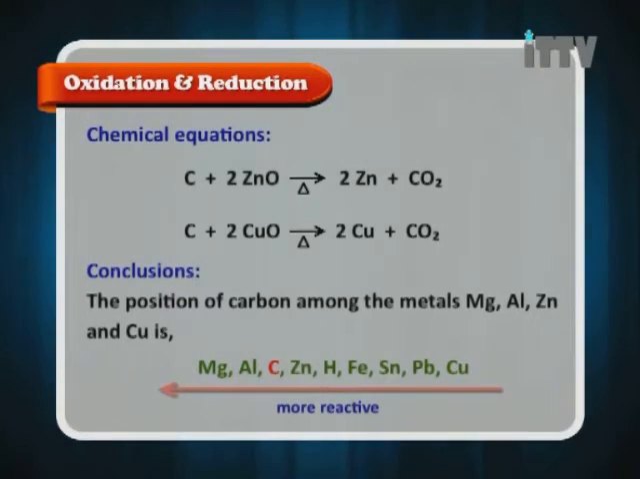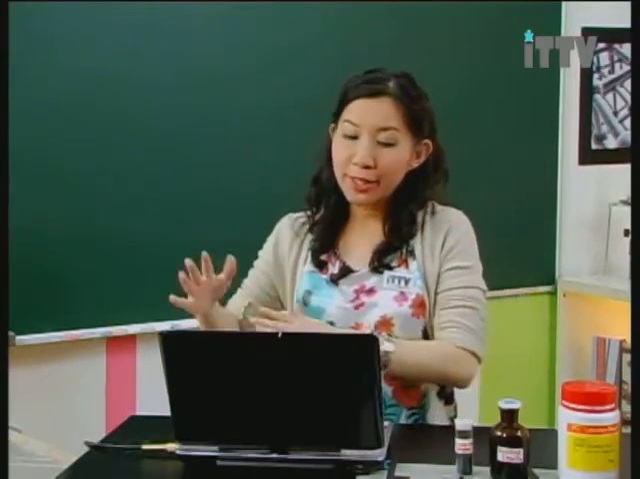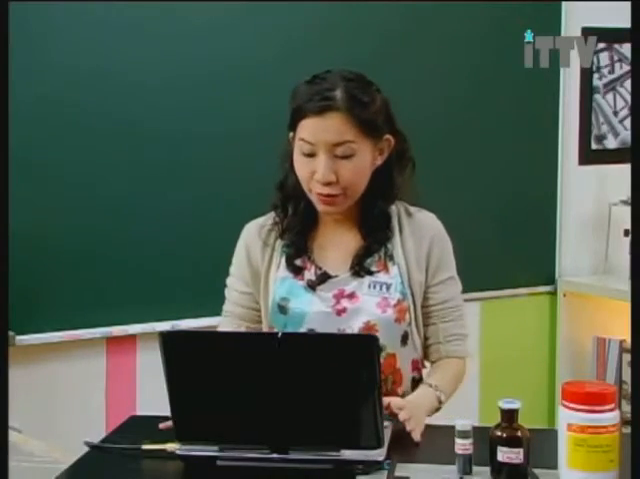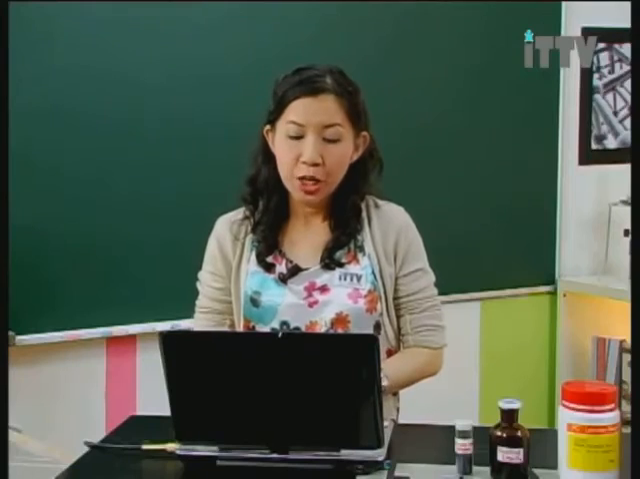So the conclusion would be that the position of carbon is before zinc and copper in the metal reactivity series. Magnesium, aluminium, carbon, zinc, hydrogen, iron, stannum, lead, copper. So as we proceed more to the left, the metals are more reactive. Let's move on to another procedure.